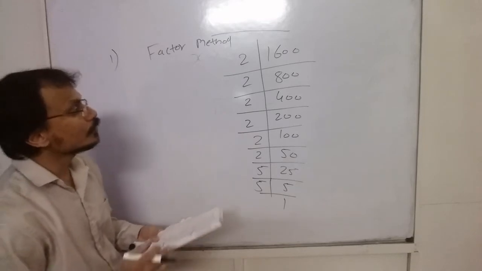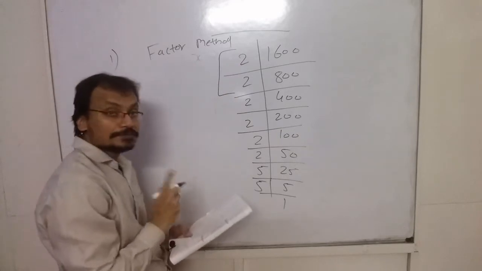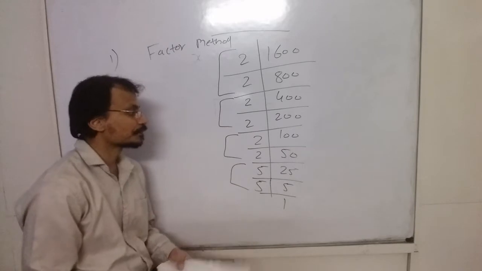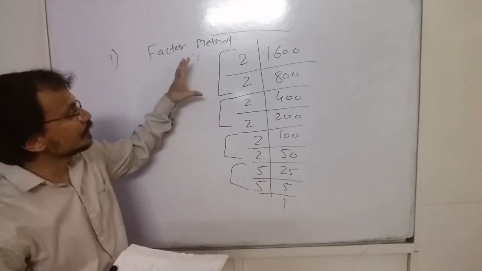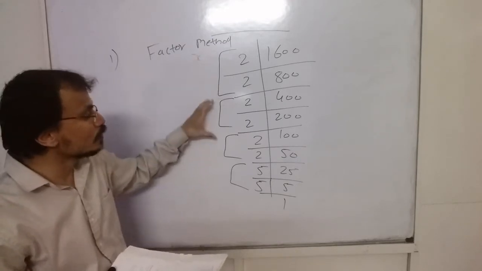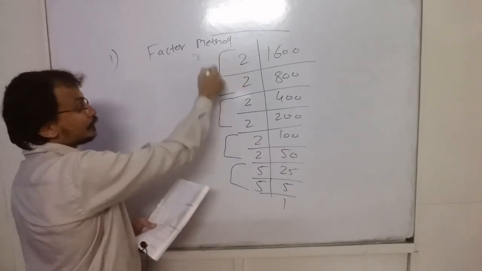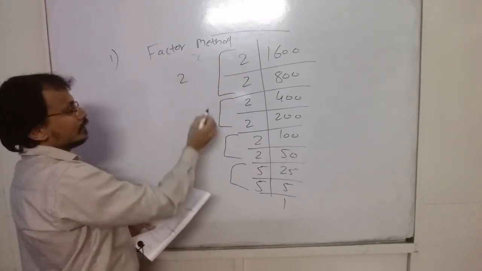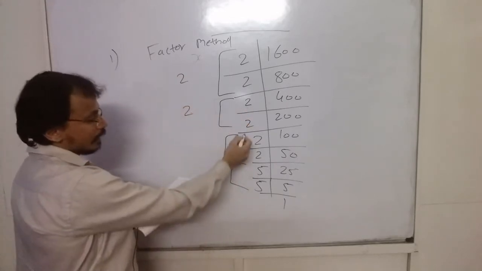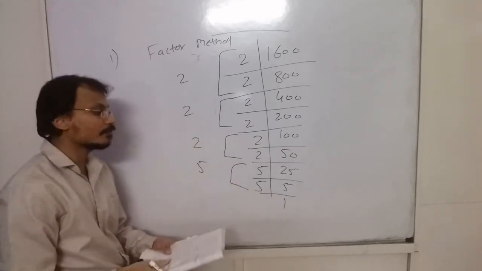Now what are you going to do? You are going to make pairs of 2. This is my first pair, this is the second pair, this is the third pair, and this is the fourth pair. I have done nothing, I have just made pairs of 2, 2 and 2 and 2. Out of this pair I am getting 2, so I will write 2 outside. Out of this pair I am getting 2 outside, and from this pair also I am getting 2 outside. From this also I will be writing 5 outside.